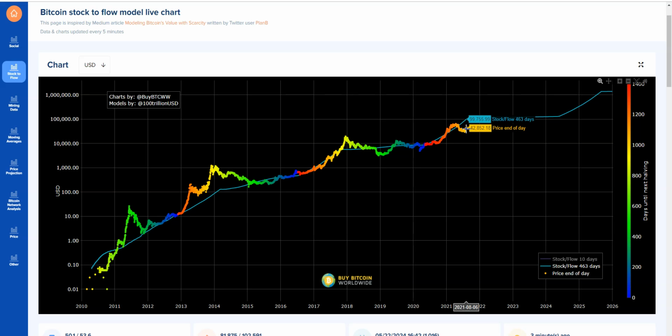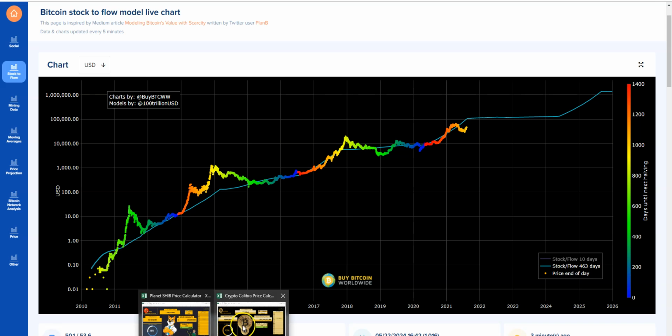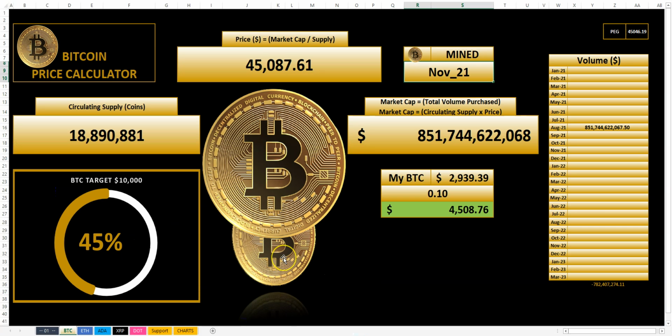And according to this model, sooner or later, like a moth to a flame, the price of Bitcoin is likely to come up to fall in line with the stock to flow model again. And as I stated before, that price is predicted to be 100K towards the end of the year. So let's take this to our Bitcoin calculator.